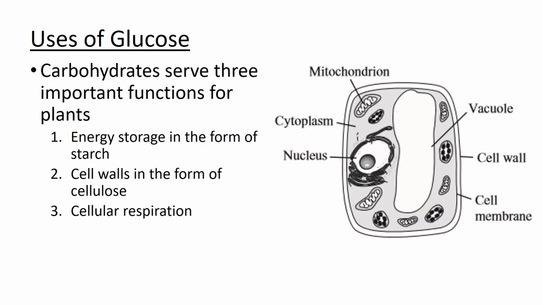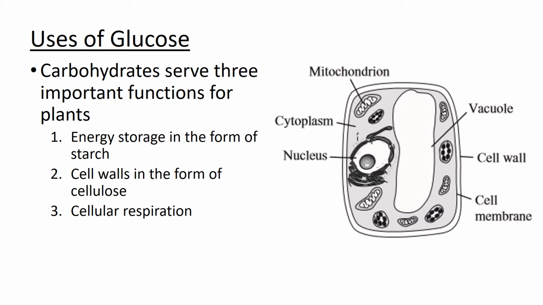The purpose of photosynthesis is to produce glucose. And glucose is a carbohydrate. And plants can actually use glucose to build other types of carbohydrates as well. What's the point of all this? Why is the plant producing carbohydrates? Well, there's three reasons. Carbohydrates serve three important functions or purposes for plants.